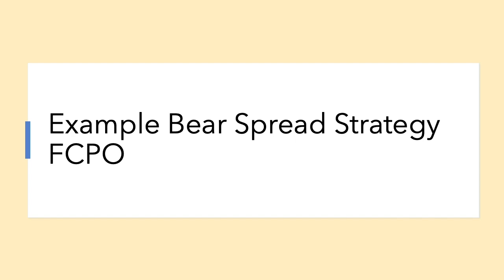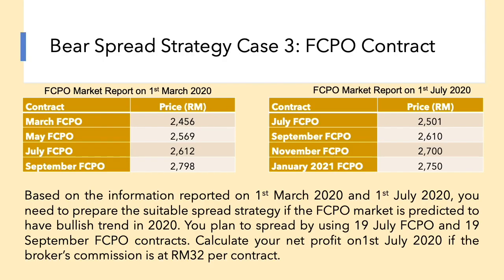Then step number 4, you calculate net profit from the bull spread strategy. So spread net profit is profit or loss from the near-term futures contract plus profit or loss from the further-term futures contract.